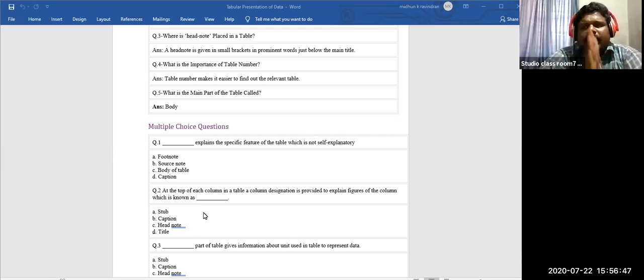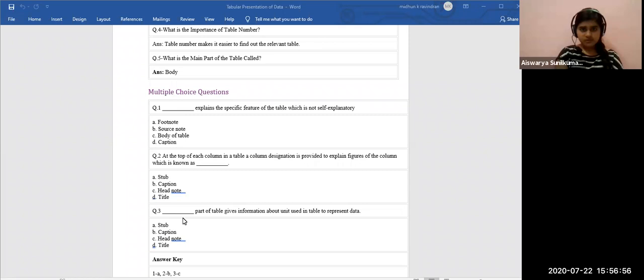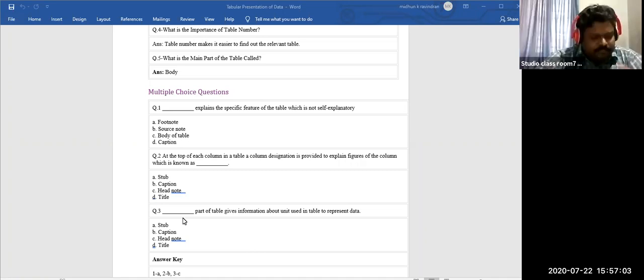First one: explain the specific feature of a table which is not self-explanatory. What is that? Footnote. The answer is there itself. If something is not self-explanatory, you write it as a footnote. This footnote is the answer.